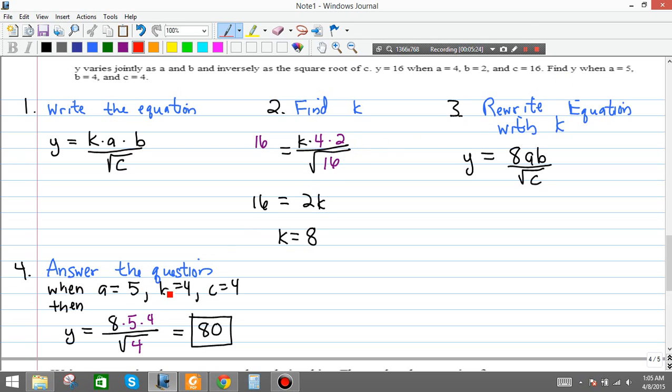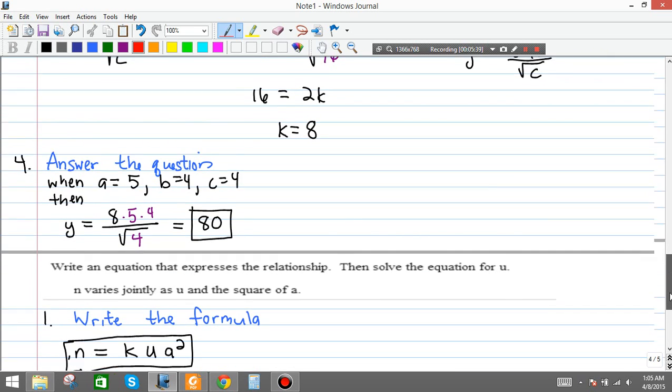When a is 5 and b is 4 and c is 4, then y is equal to 8 times 5 times 4 over the square root of 4. The square root of 4 is 2. 4 divided by 2 is 2. 2 times 5 is 10. 10 times 8 gives us the answer. The answer is 80.